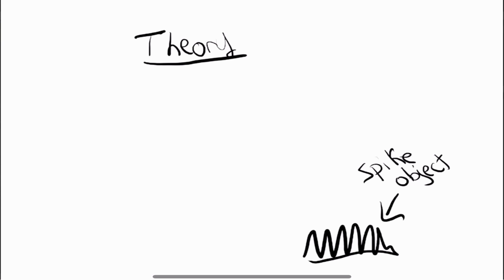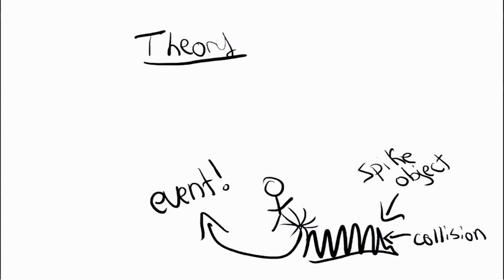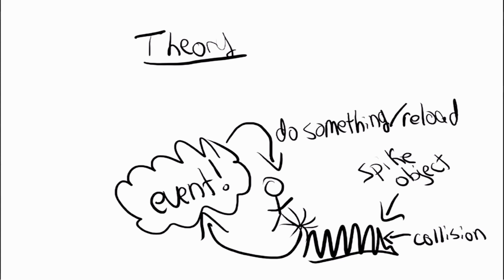doing today. We're going to create some sort of object that is going to house our spikes. These spikes specifically are going to have some sort of collision attached to them. In the event that our player hits these spikes, we are going to trigger an event that is going to do something to our character and then reload our level.